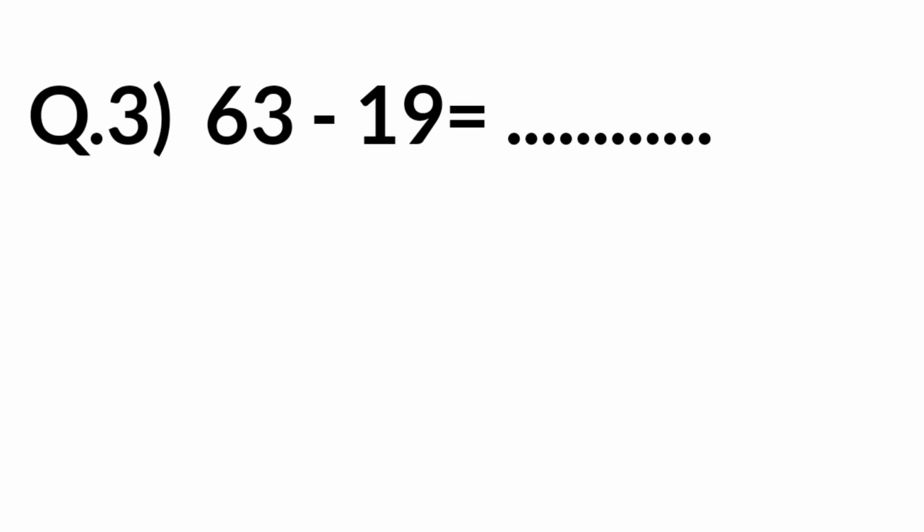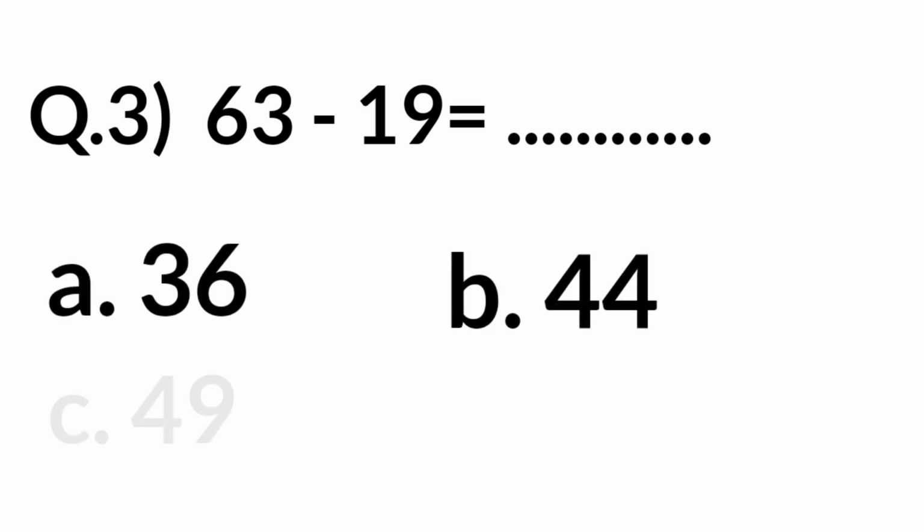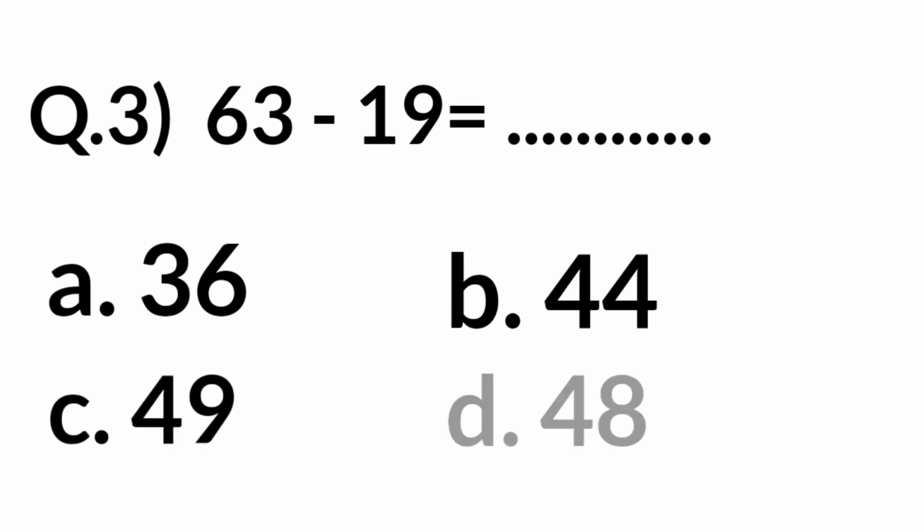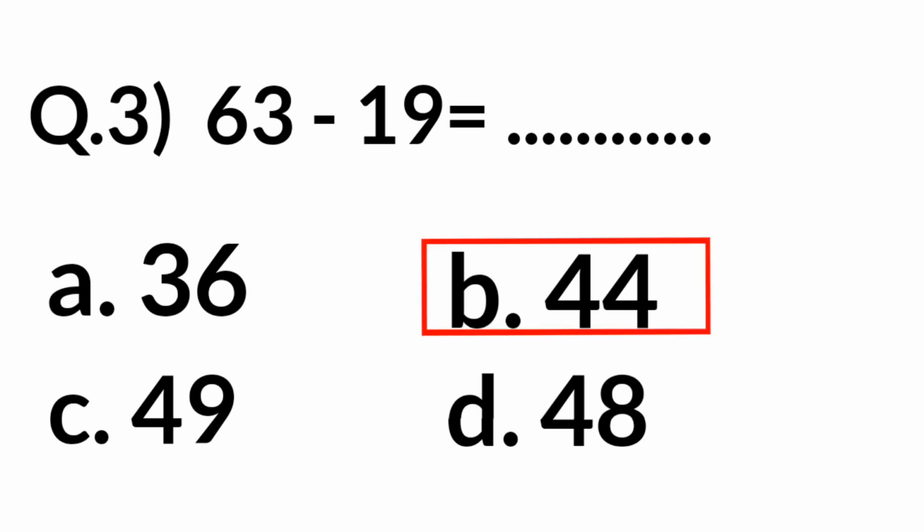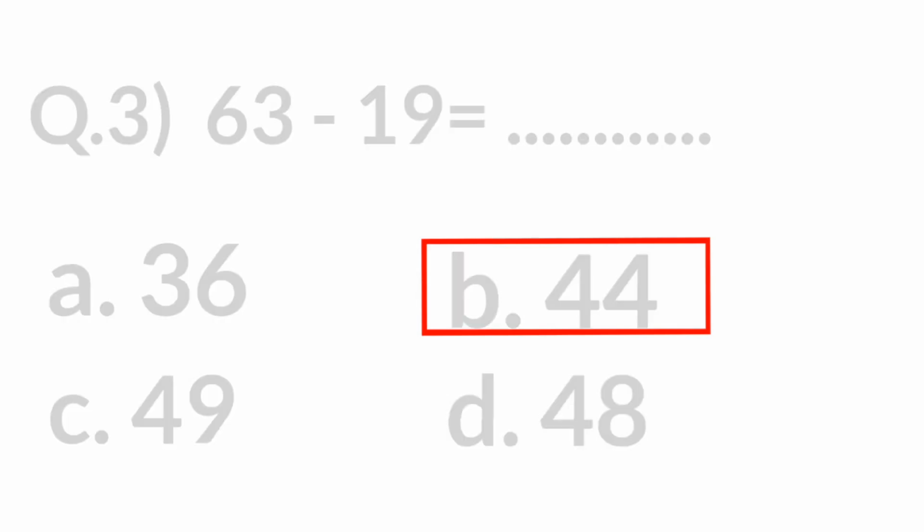Question number 3, 63 minus 19 is equal to A 36, B 44, C 49 and D is 48. The correct answer is option B 44.